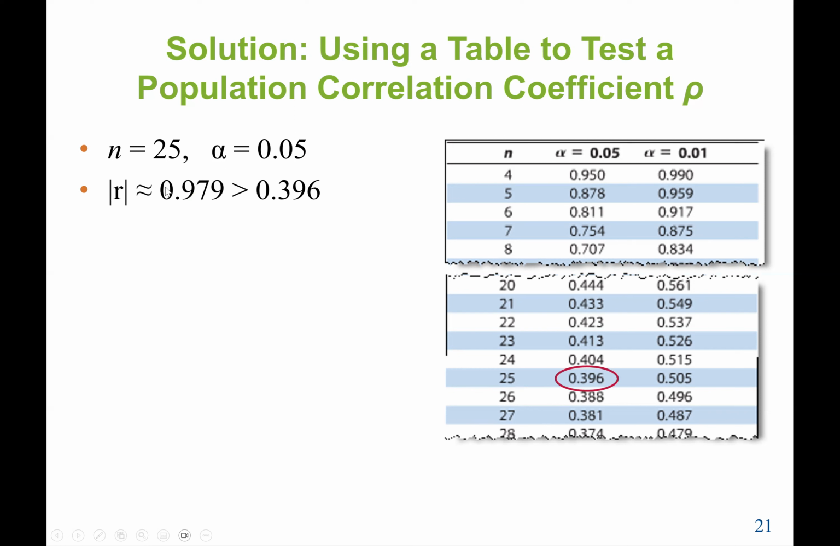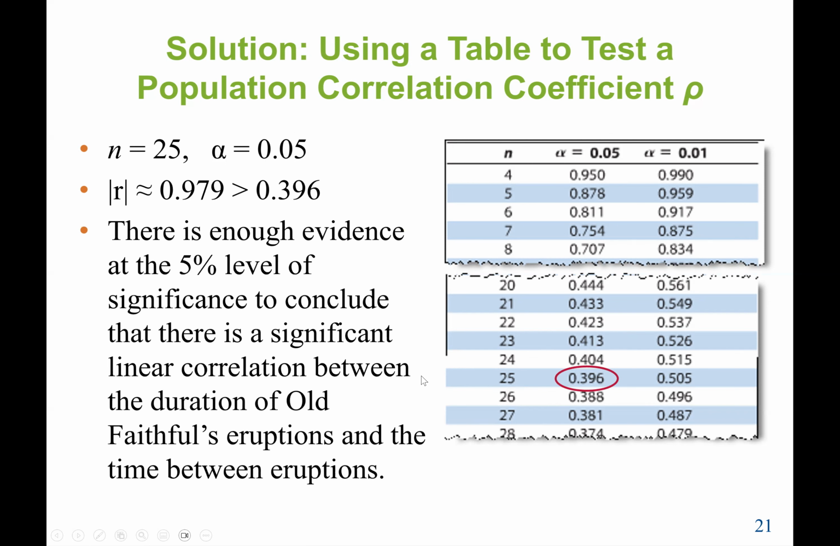So now since 0.979 is greater than 0.396, which is our critical value from the table, we say that there's enough evidence at 5% level of significance to conclude that there is a significant linear correlation between the duration of Old Faithful eruptions and the time between eruptions. Now, if the critical value is rather greater, then we have it the opposite. There's not enough evidence.